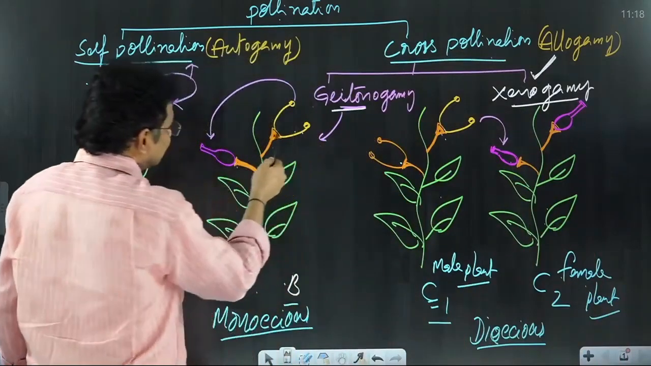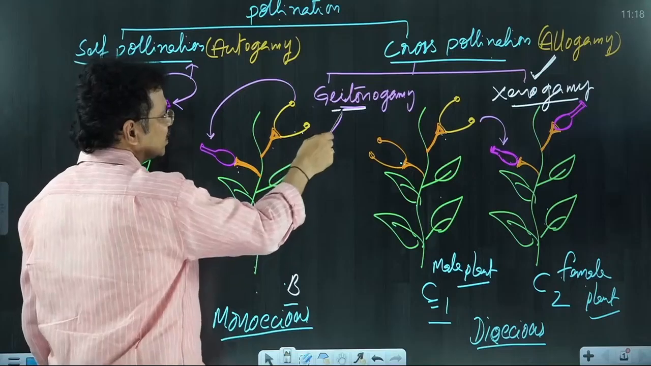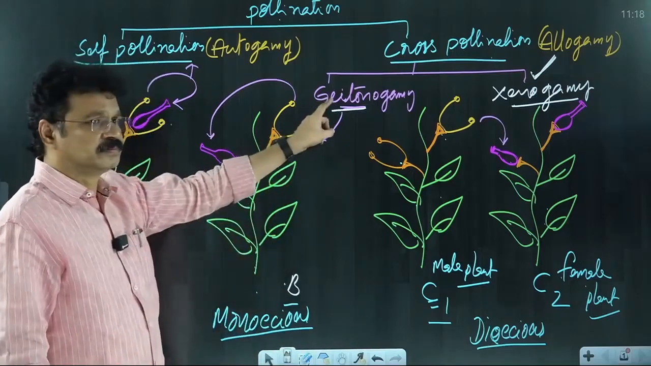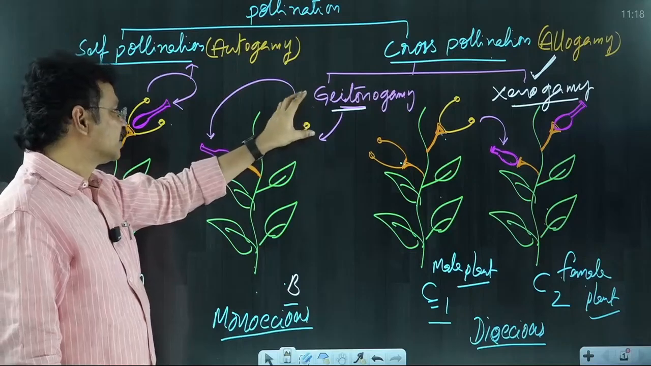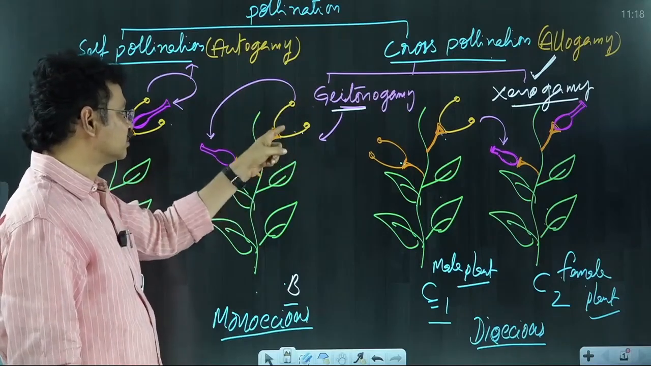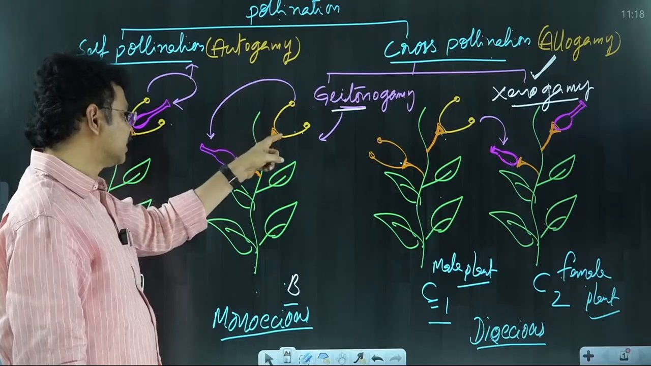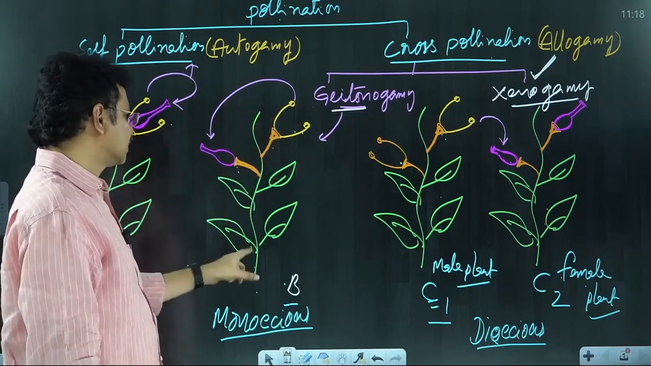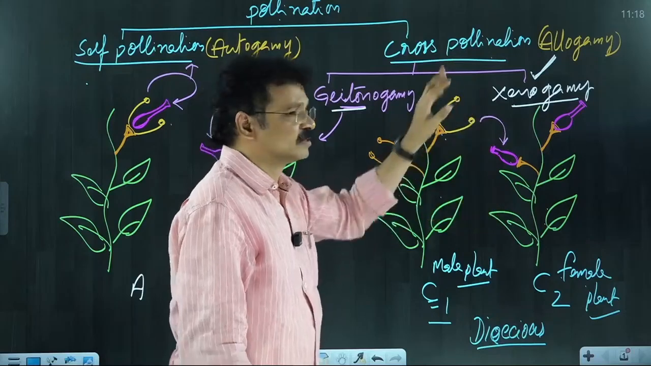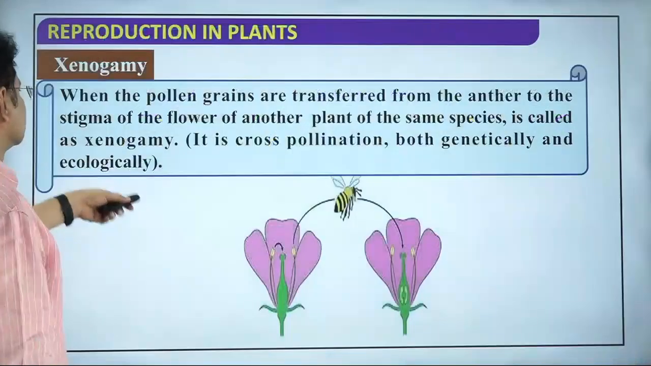Geitonogamy physically appears like a cross, but genetically it is self-pollination. Geitonogamy is physically cross, but technically, or genetically, it is self. In all aspects, the true cross pollination is xenogamy.